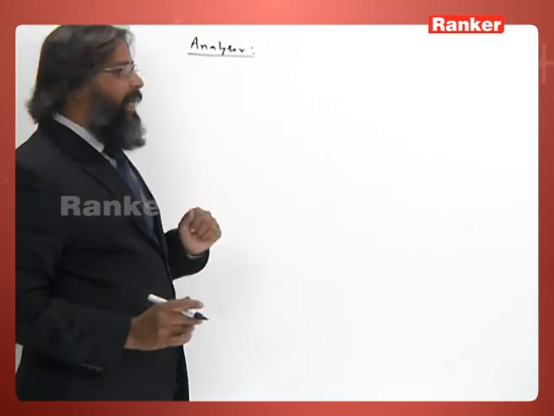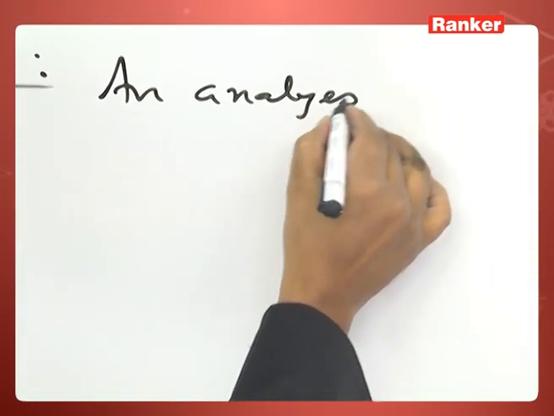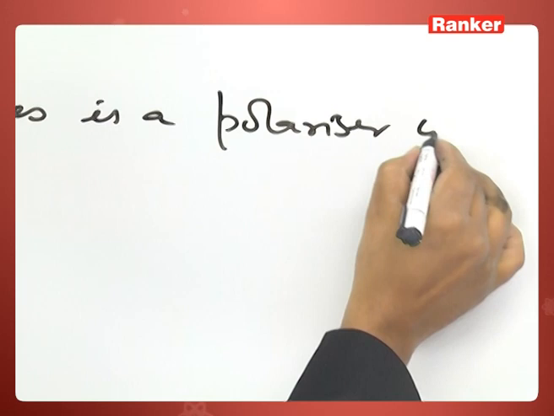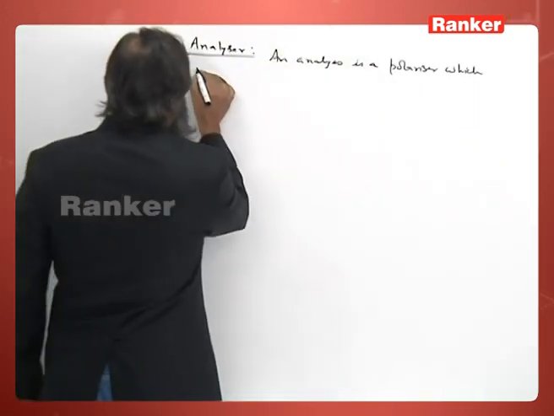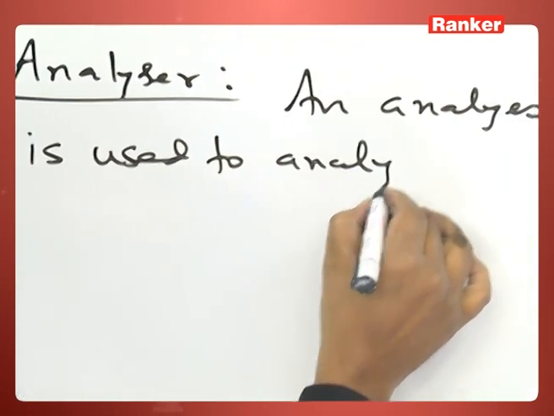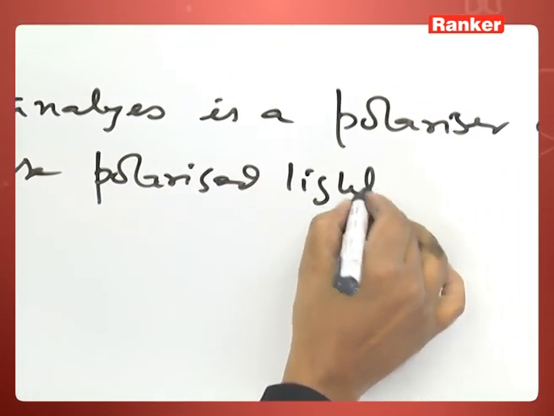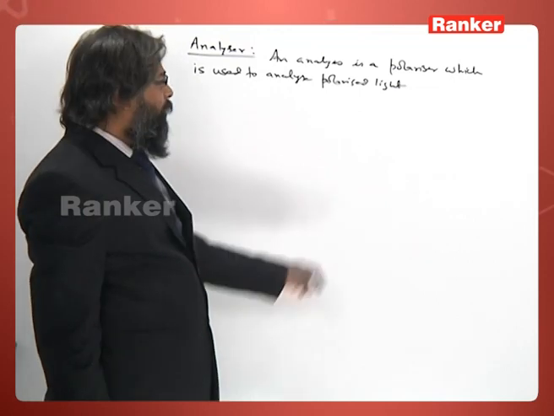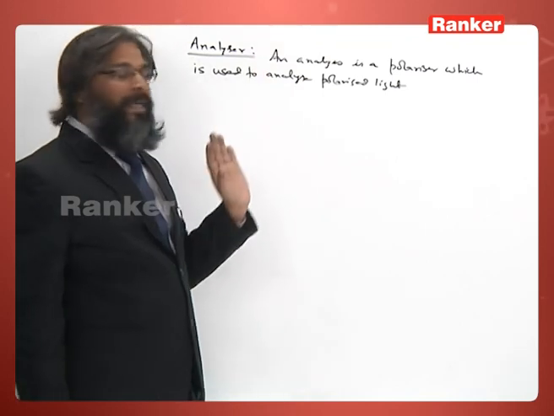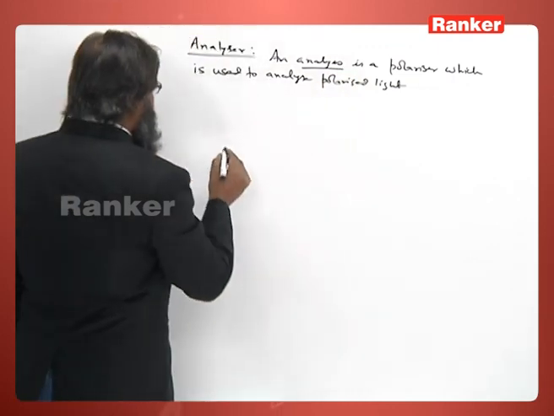So now let us see what an analyzer is. An analyzer is a polarizer which is used to analyze polarized light. First of all, this is also a polaroid. A polarizer is also a polaroid, and an analyzer is also; they are the same thing, but the usage is different. So, it is the usage which gives it its name.